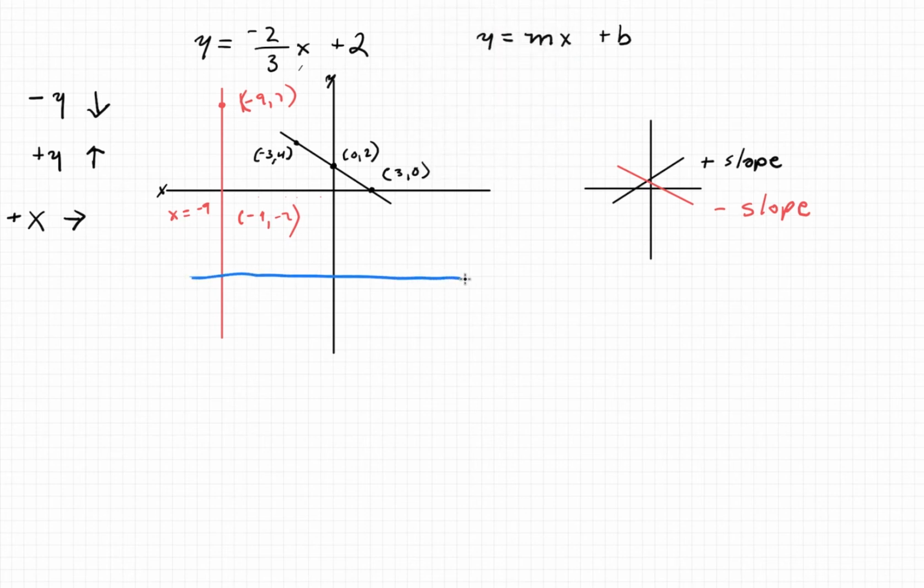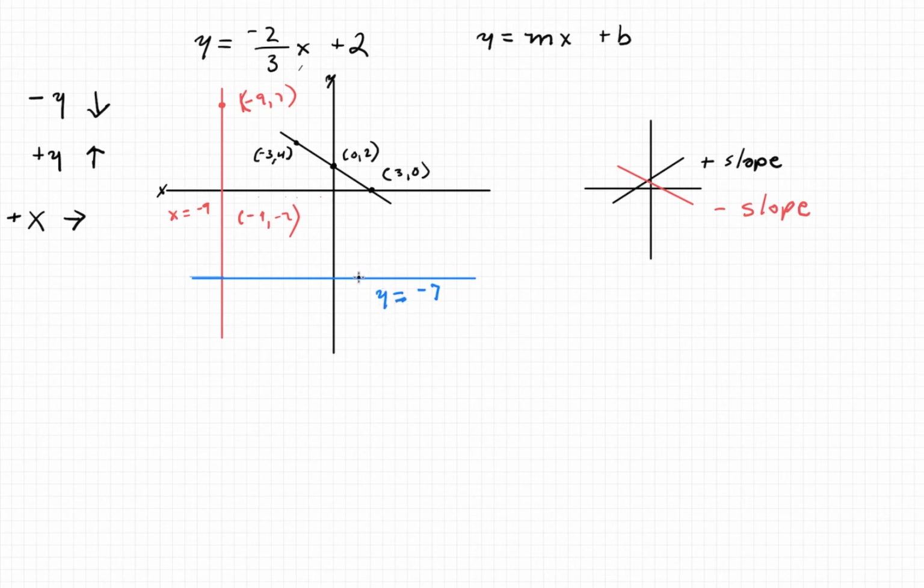If you have a horizontal line, and let's see what this is at. 1, 2, 3, 4, 5, 6. This is 7. This is -7. What is the value of x? It's every value of x. What is the value of y? Well, in every value of x, y is equal to -7.